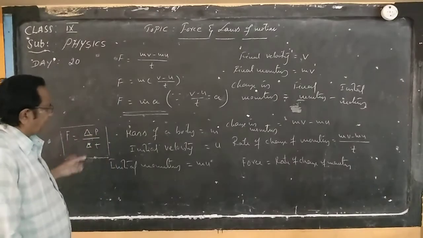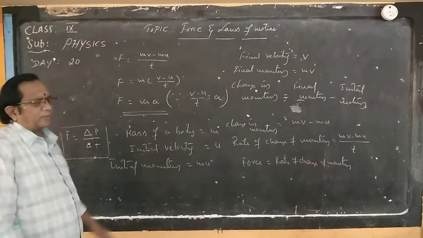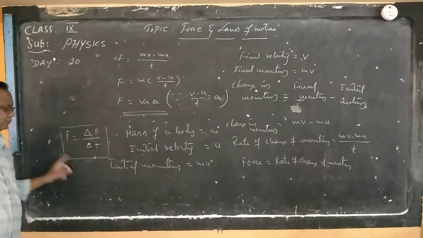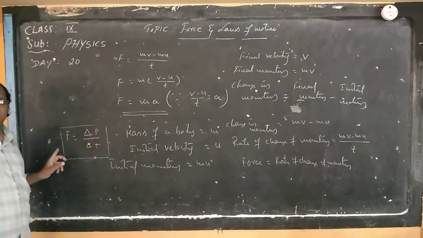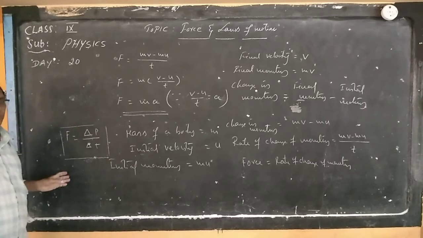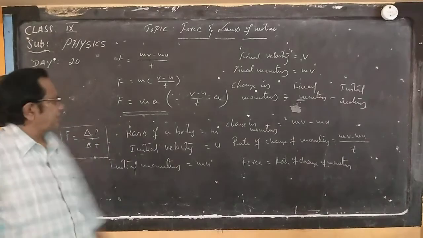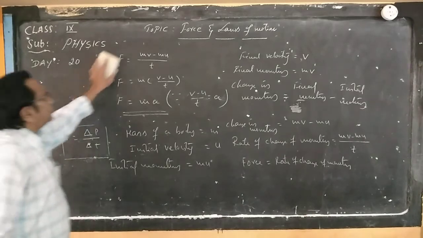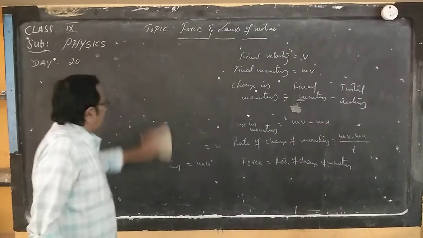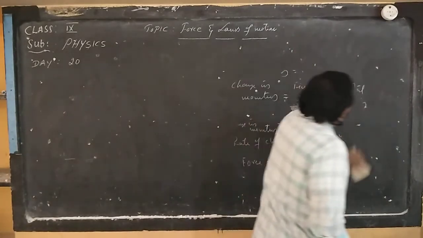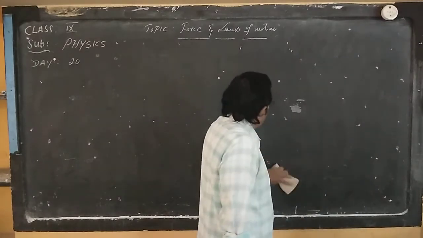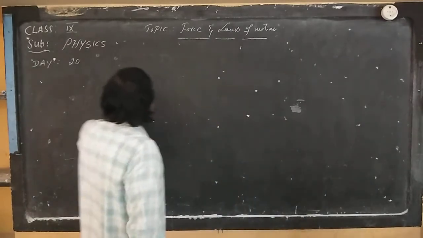So the actual relation is that the force on a body is equal to the rate of change of momentum. Now the universal force of the body with momentum is given by the formula F is equal to delta P by delta T. So this is about this derivation. I can say this is also one of the important relations for calculating problems with applications. This one is very important.